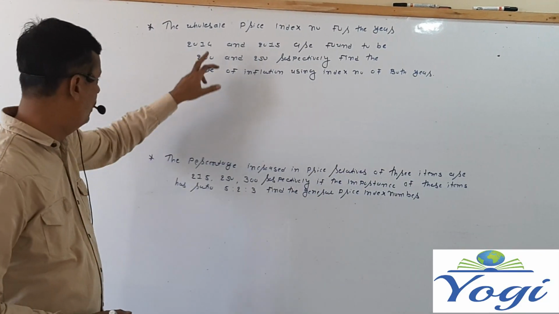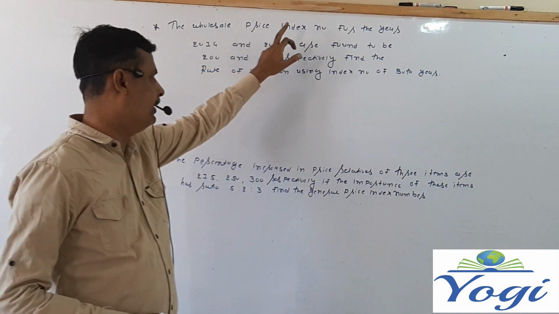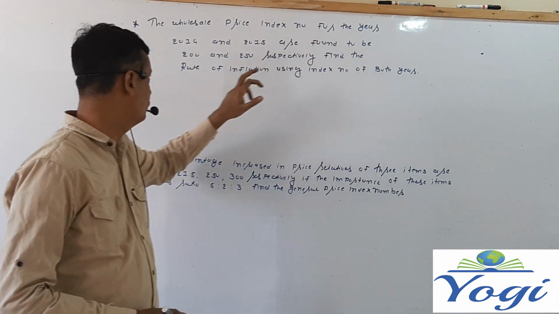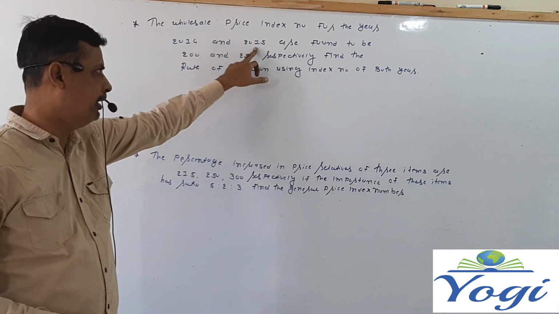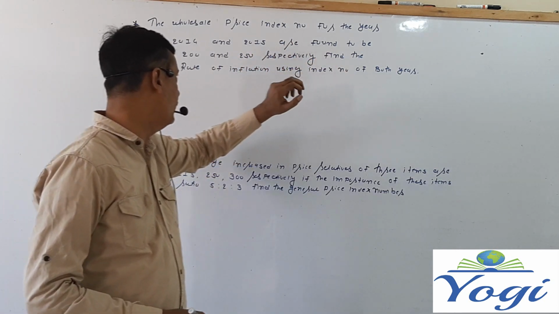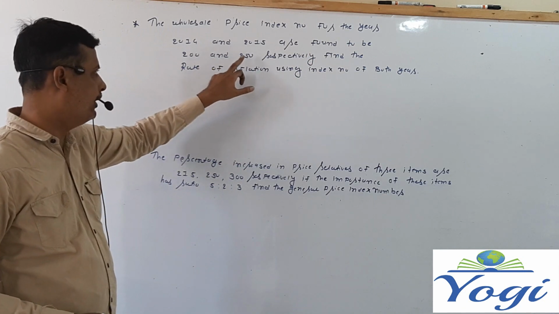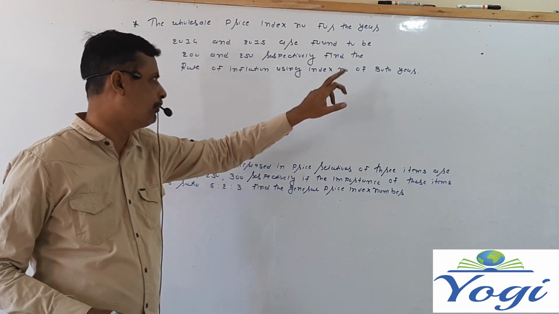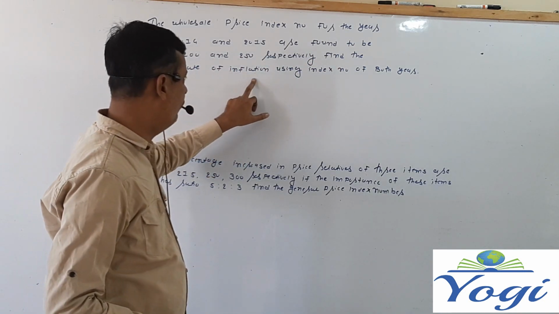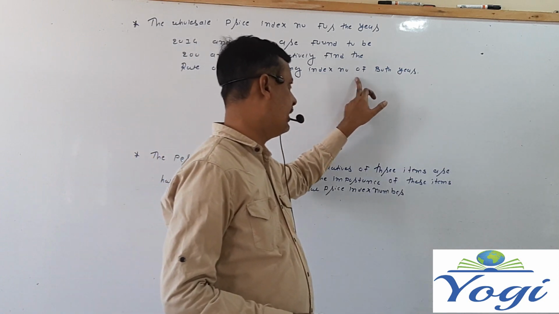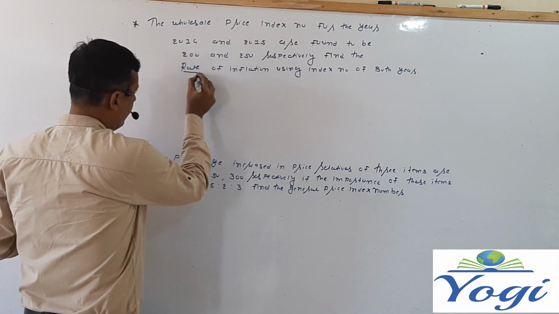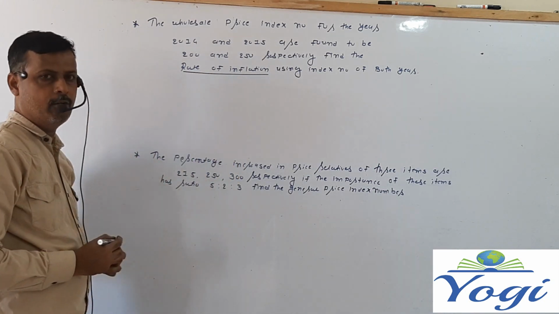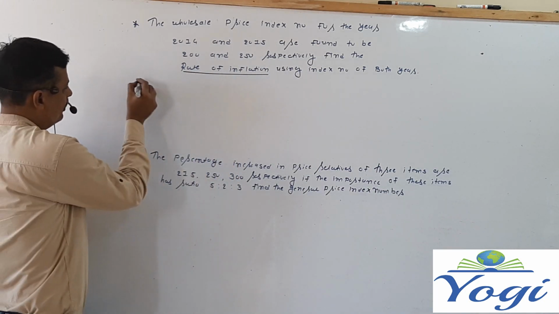Here the wholesale price index numbers for the years 2014 and 2015 are found to be 200 and 250 respectively. Find the rate of inflation using the index numbers of both years. Here the requirement is the rate of inflation.